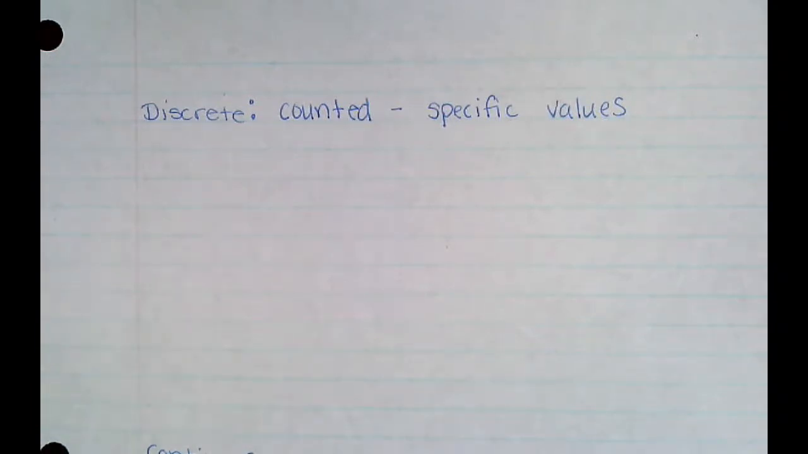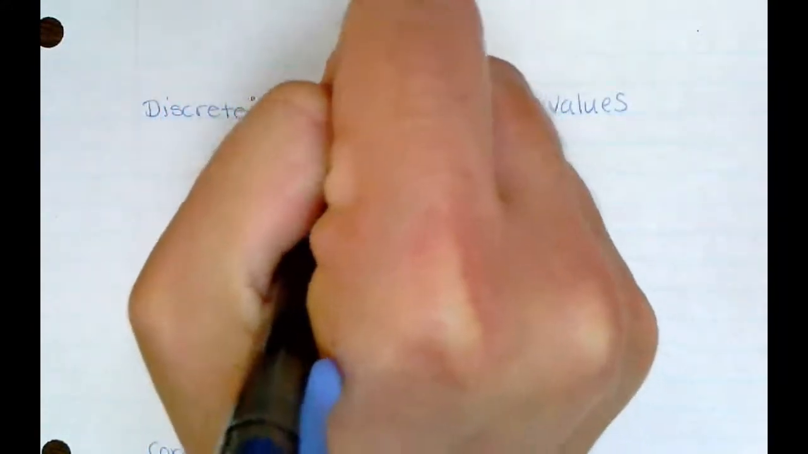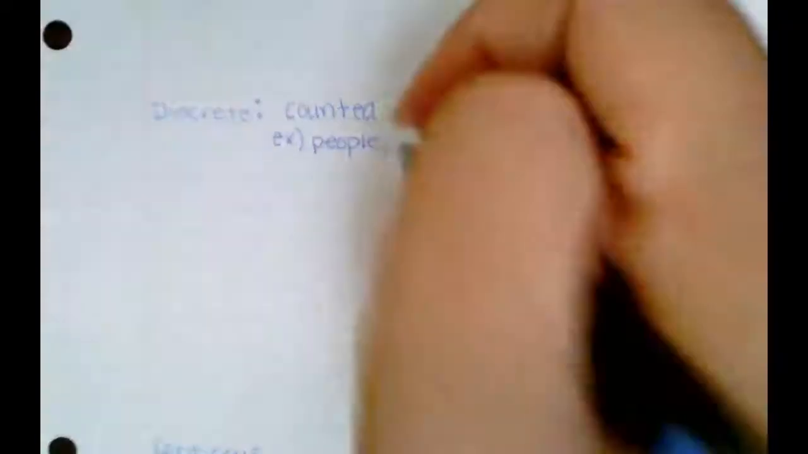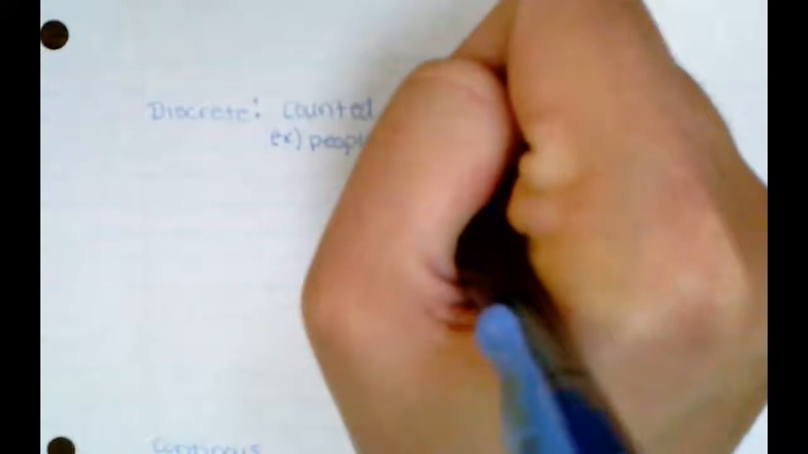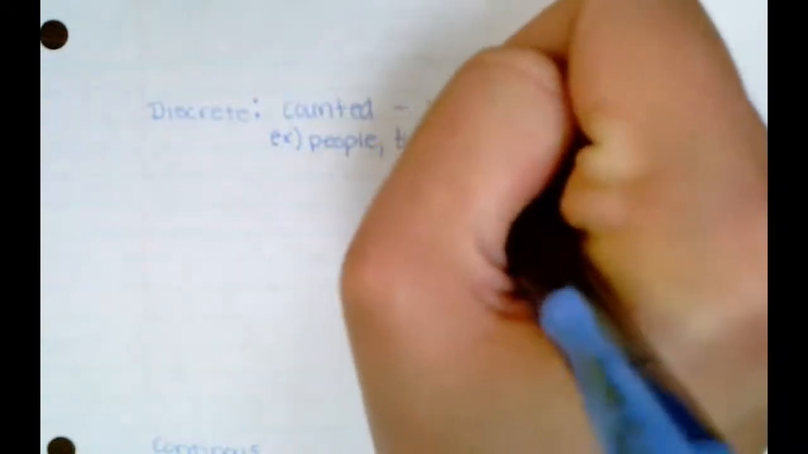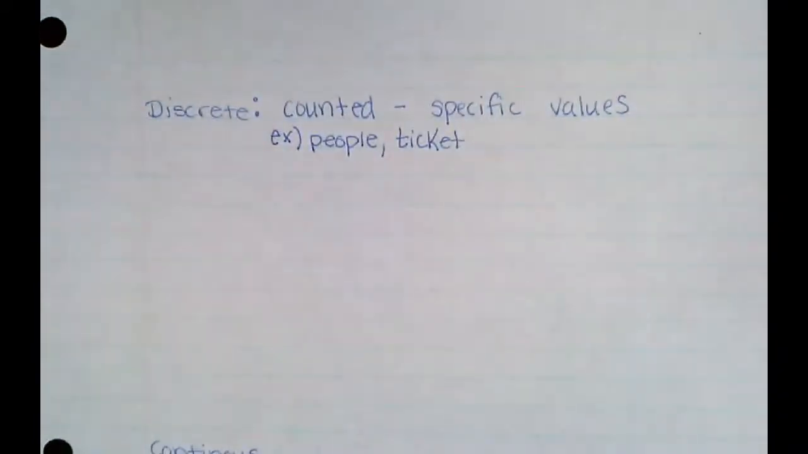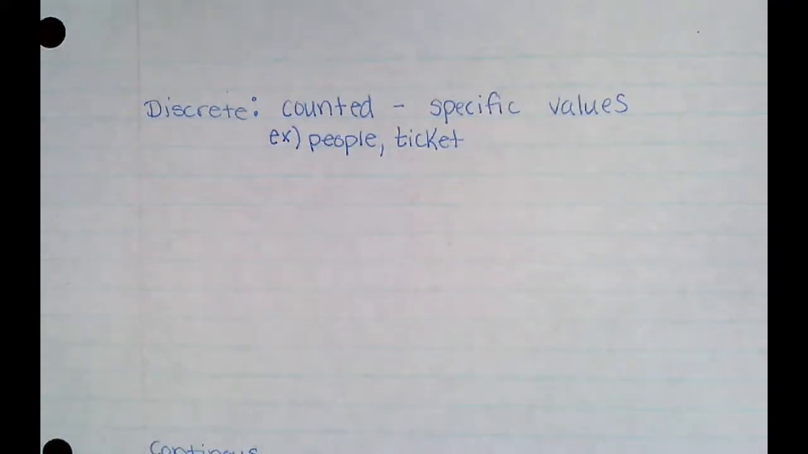So 1.2 people, it's not possible. Okay, it's either 1 or 2. You cannot have the values between. So that is what a discrete function is. So people, right? Animals, tickets. No one's going to buy part of a ticket to a concert or to a movie. So they're going to be things that have specific values. I can't have any number for it. There are only certain numbers that this will work for.